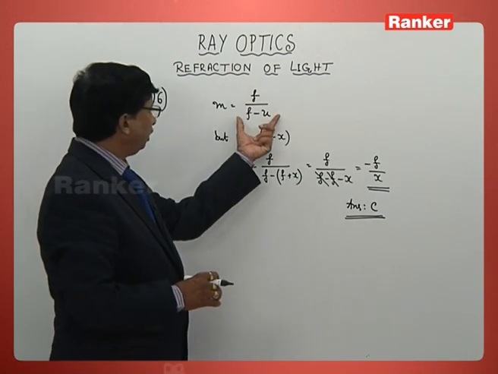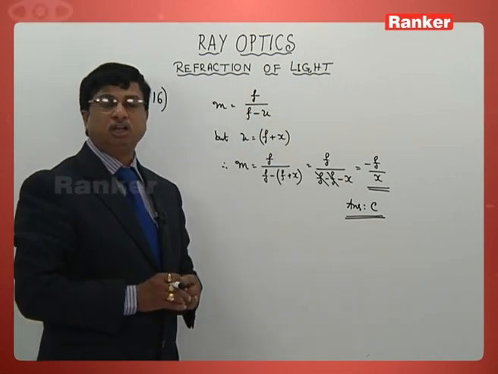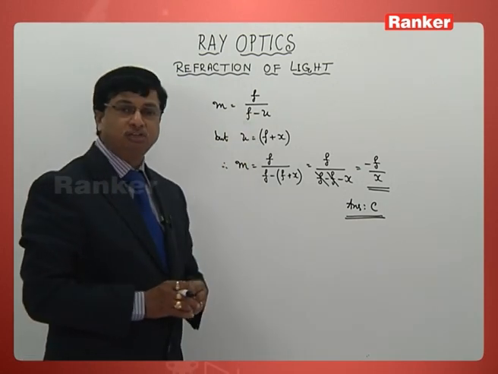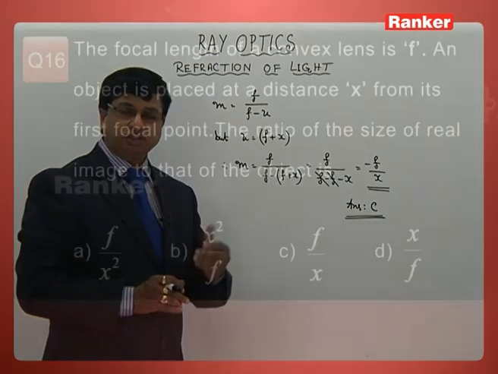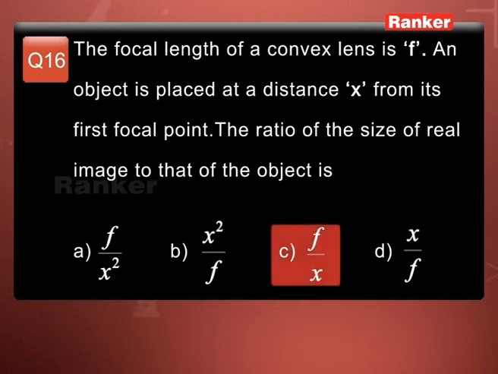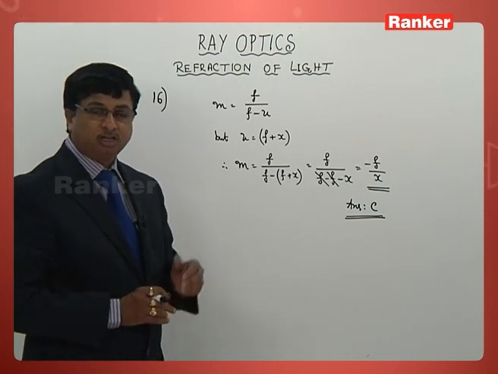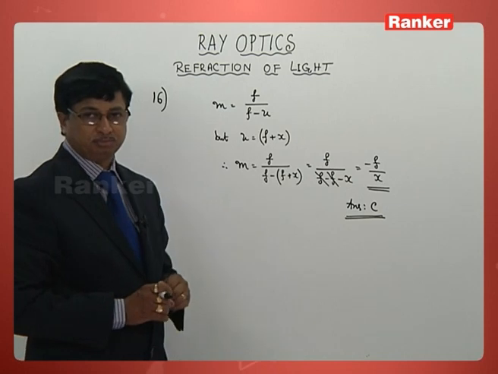The only thing you should recollect once again is magnification in terms of focal length and object distance, that is f by f minus u. That is the concept one has to remember. So this is problem number 16, for which the option is C. That is the third option, which is f by x with a negative sign. Negative sign indicates that the image formed there is real. That is the concept.